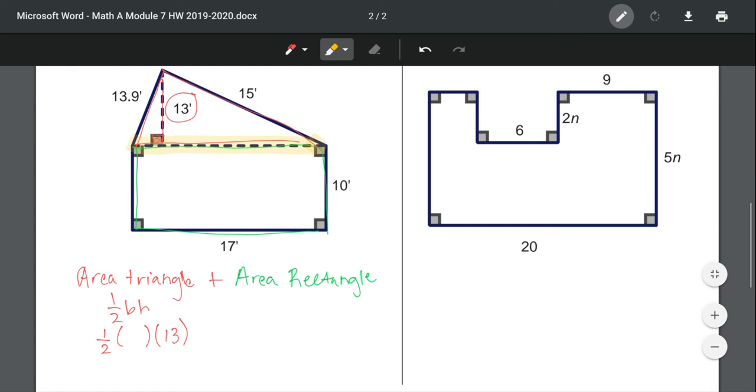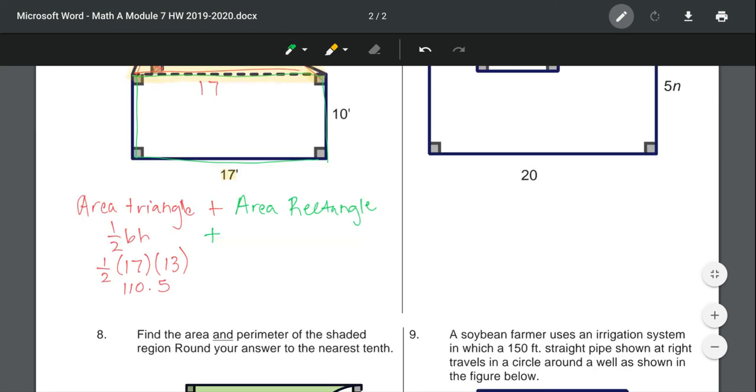If the bottom shape is a rectangle, that means that if the bottom base is 17, this top base is also 17. So the base would be 17. So 1/2 times 17 times 13. Go ahead and calculate that. So you get 110.5 feet squared.